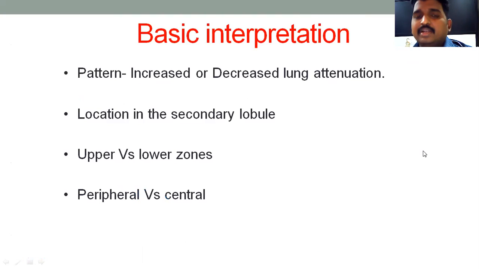So what is the basic interpretation? How do you interpret an HRCT normally in any case of ILD? It's very simple. First of all, you should identify the pattern. What pattern of radiological finding are you seeing in the ILD, whether it is an increased or decreased attenuation pattern, in what relation it is keeping with the secondary pulmonary lobule, as I already explained in the previous slide, whether it is upper zone or lower zone dominant, and whether it is distributed more in the peripheral region or in the central region. These are the 4 questions that you should ask before interpreting any HRCT in a patient with ILD.